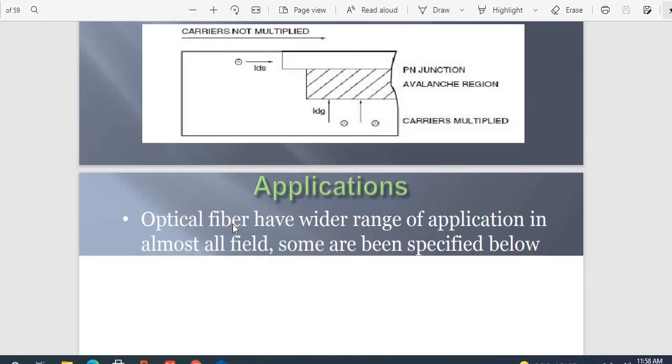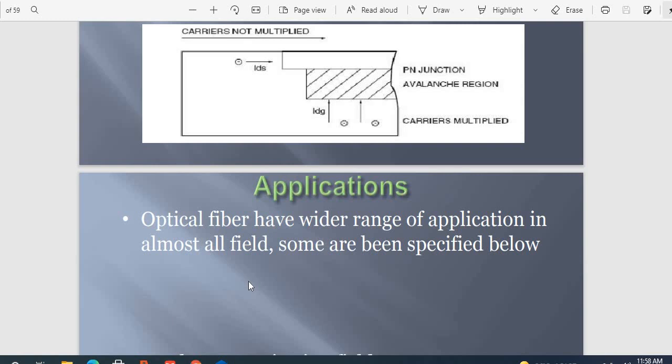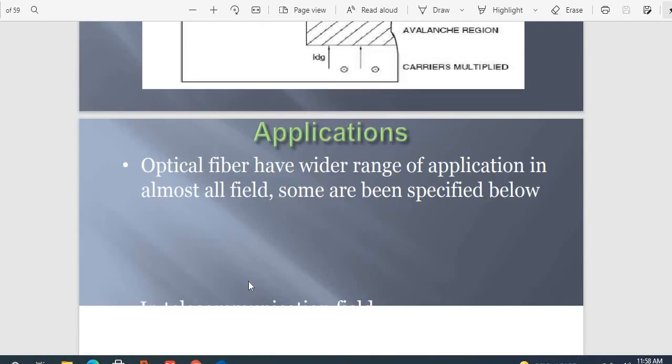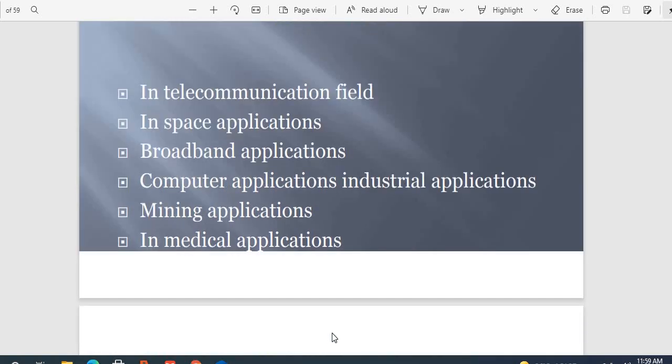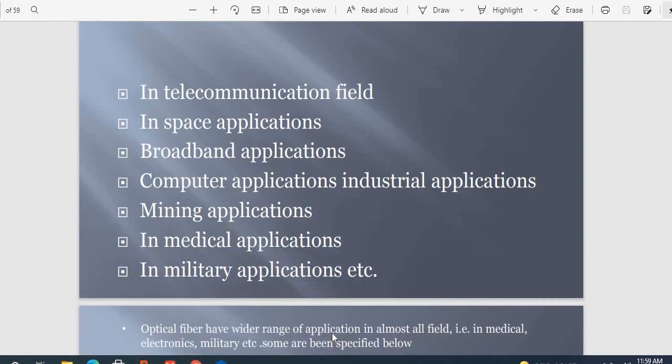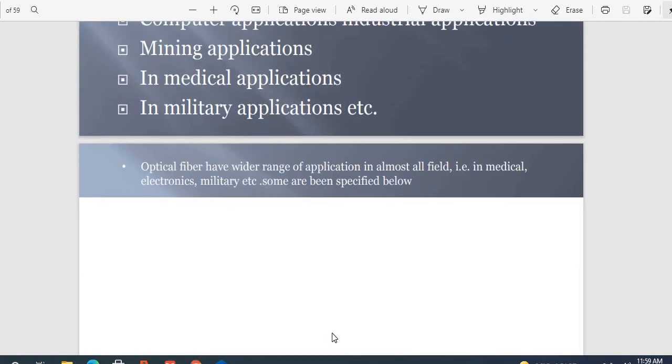Next part is about applications, students. Optical fibers, as we have learned already, have a wide range of applications in almost all fields. Some are specified below: telecommunication, space applications, broadband applications, computer applications, mining applications, medical applications. We have seen these in detail in the previous classes as well.